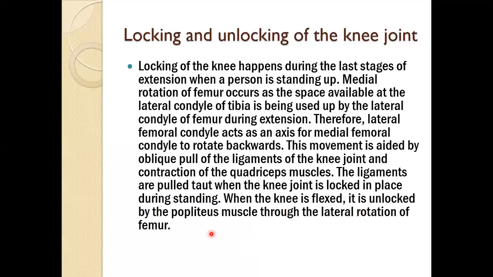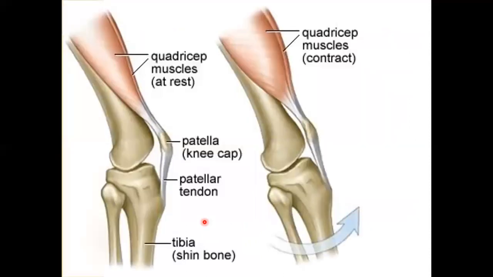So in locking of the knee joint, the femur is rotated medially upon the tibia, while in unlocking, due to the pull of the popliteus muscle, the femur is rotated laterally upon the tibia, and the knee joint unlocks, right? Here you can see these are the last stages of the extension, while this is the fully extended knee joint, okay?